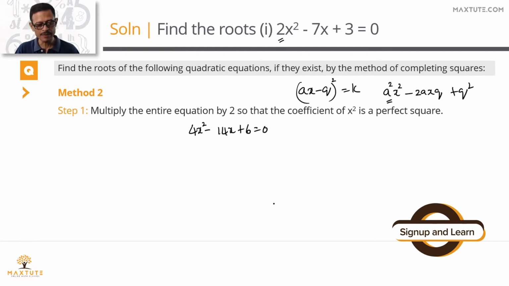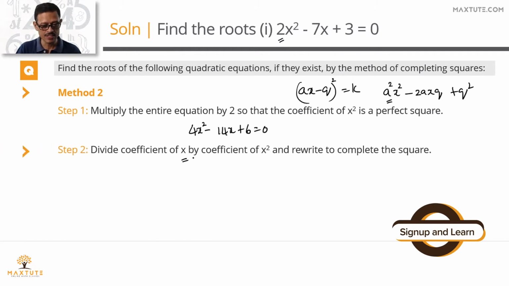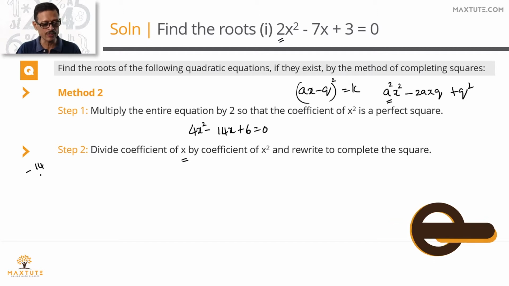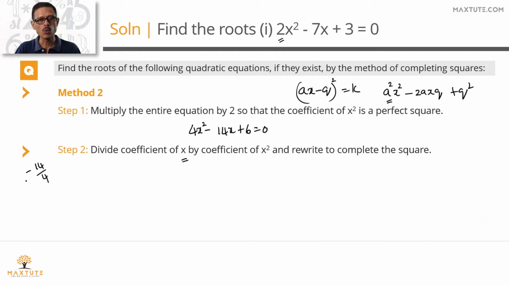Step 2, we're going to be dividing the coefficient of x, which in this case is minus 14, by the coefficient of x², which is equal to 4. What will this give us? This will give us the value of q. So let's check out why this is happening. Again, this 14x is the equivalent of 2axq.